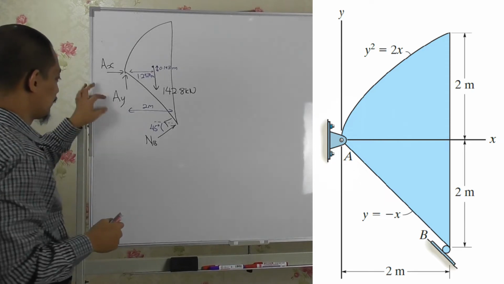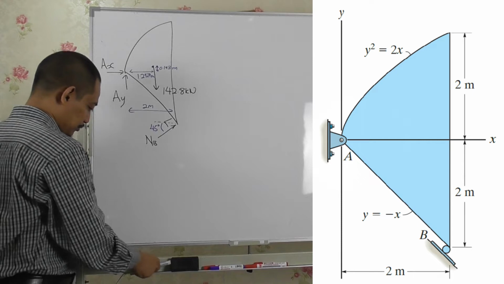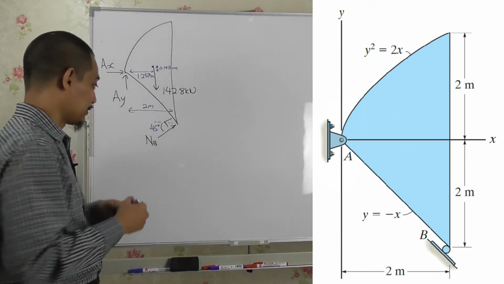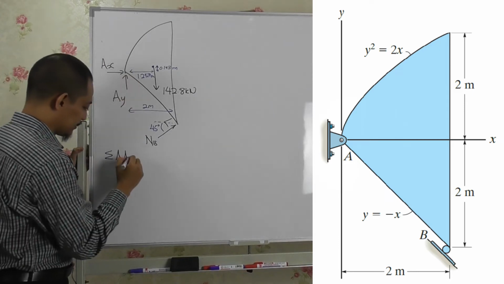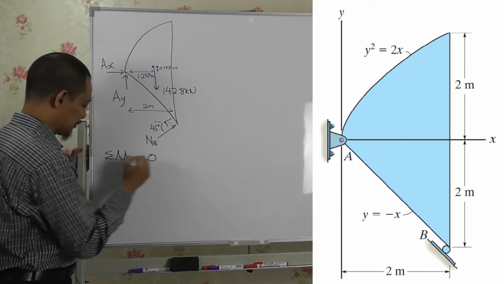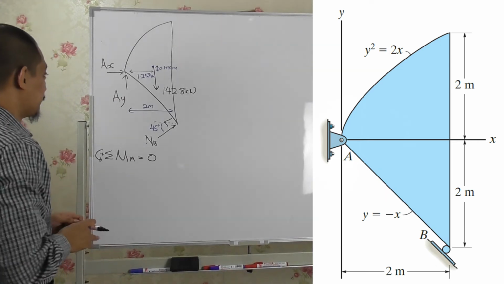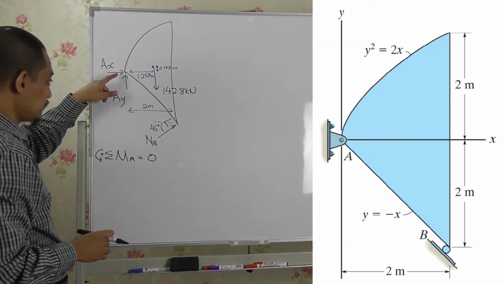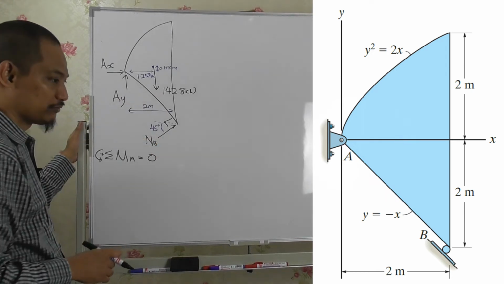We need to find AX, AY, and the normal reaction there, right? So the easiest way, as in the previous question as well, is we start with the moment, right? So the summation of moment, and starting with A is easier, so the summation of moment about A is 0 if I take counterclockwise as positive. Now you'll have this normal force and then this weight, right? There are no other forces here.